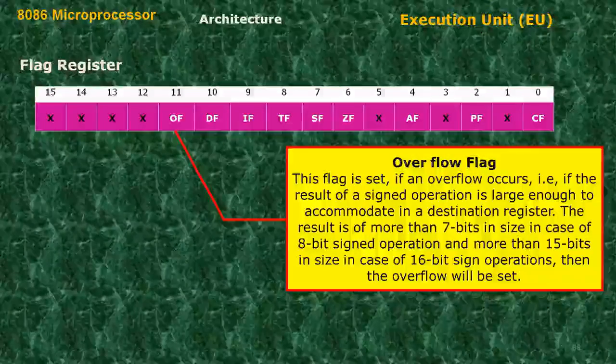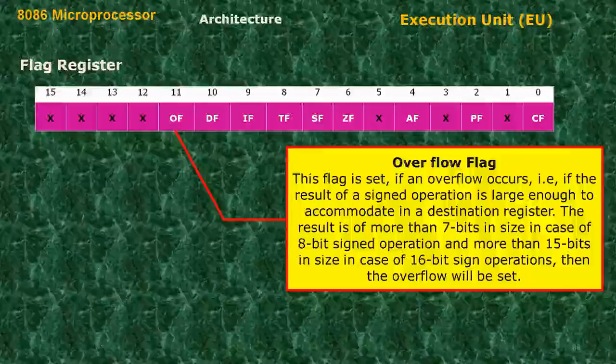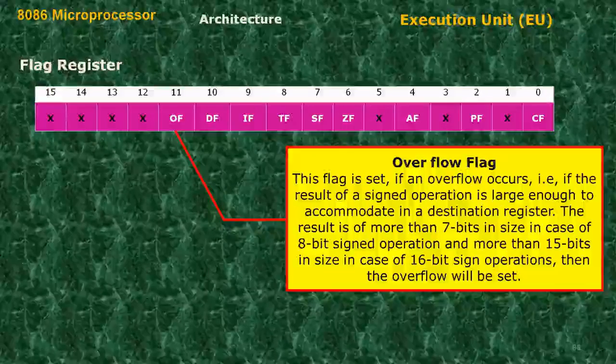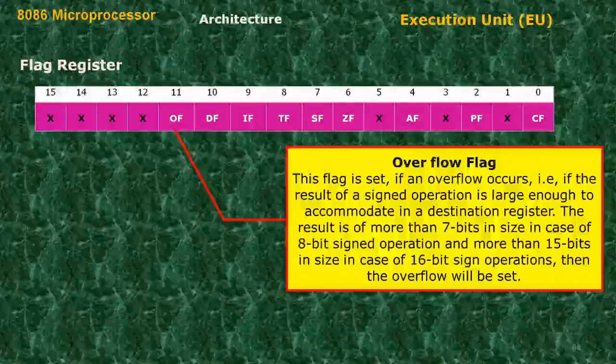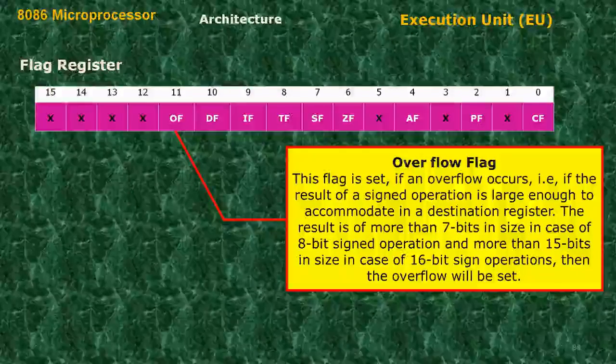Overflow flag will be set whenever an arithmetic overflow occurs, a binary overflow. Suppose you are working with 16-bit numbers, you add two 16-bit numbers and you get a 17-bit result. That is an overflow. To indicate that, the overflow flag is provided.